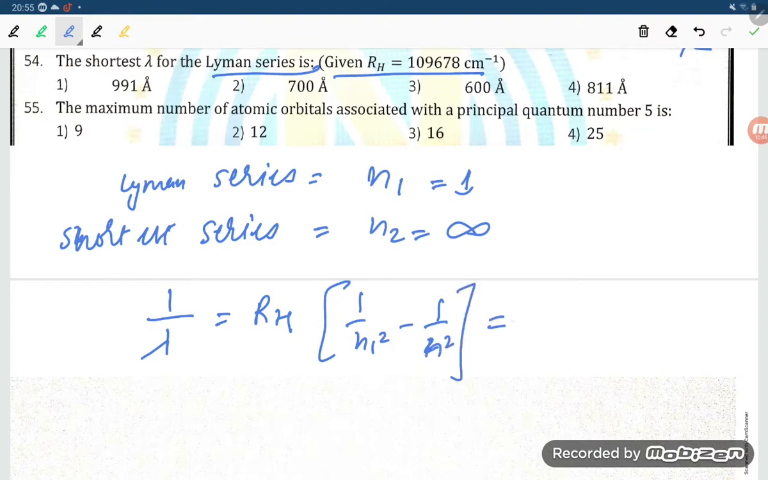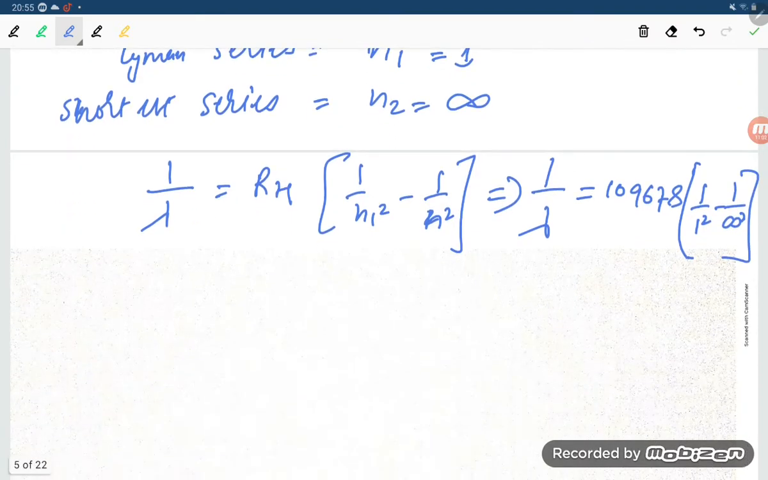Okay student, so here what we can do is, 1 by lambda is equal to the RH value they have given, 10, how much? 109678 into 1 by n1 square minus 1 by infinite square. So what value will you get?